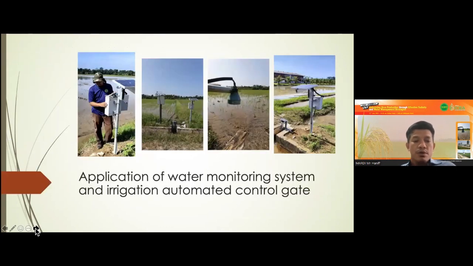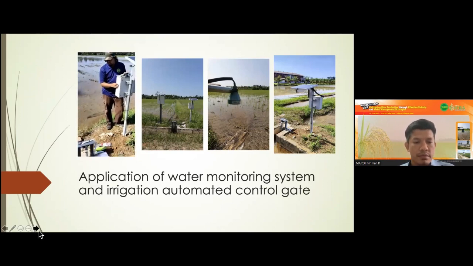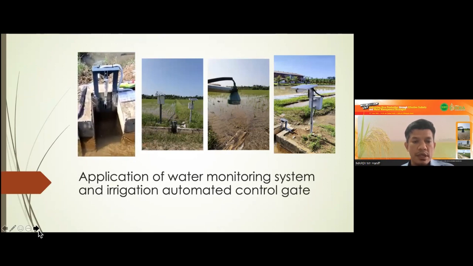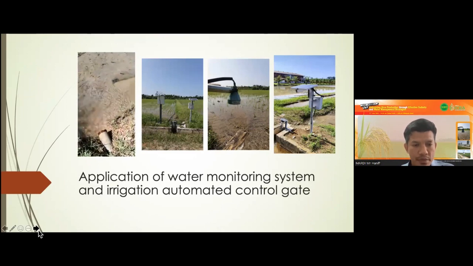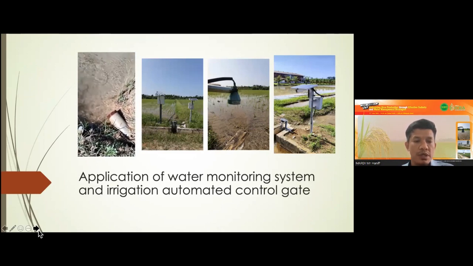Okay, we also apply the water monitoring system and irrigation automated control gate so that we can monitor the water levels at the field. So we can control the water loss and avoid the overflow to the drainage. Okay, this is a water gate that can control water throughput to the field.